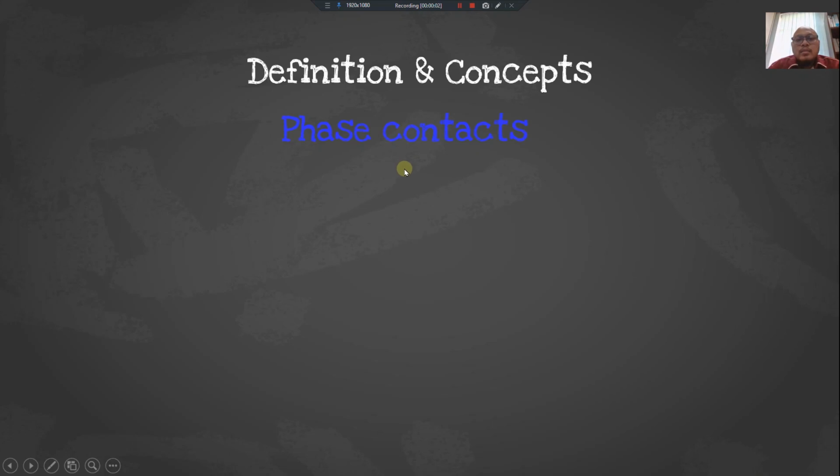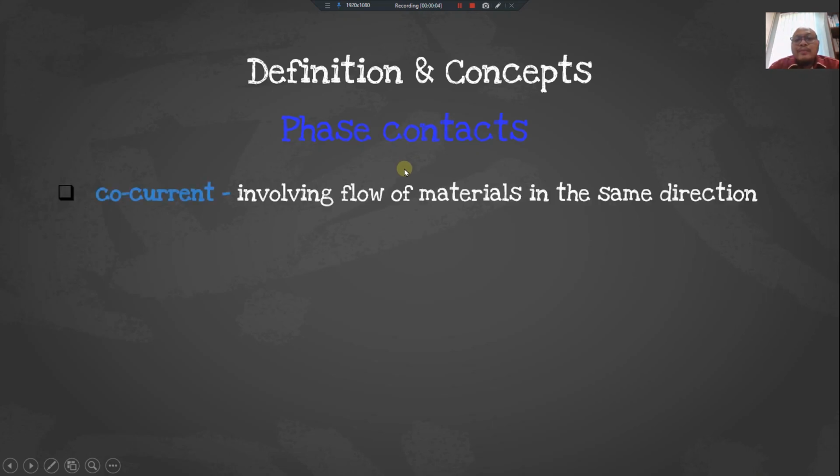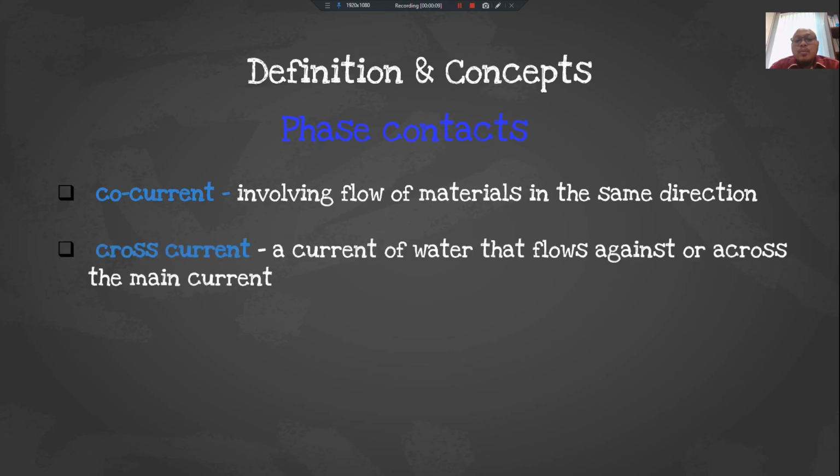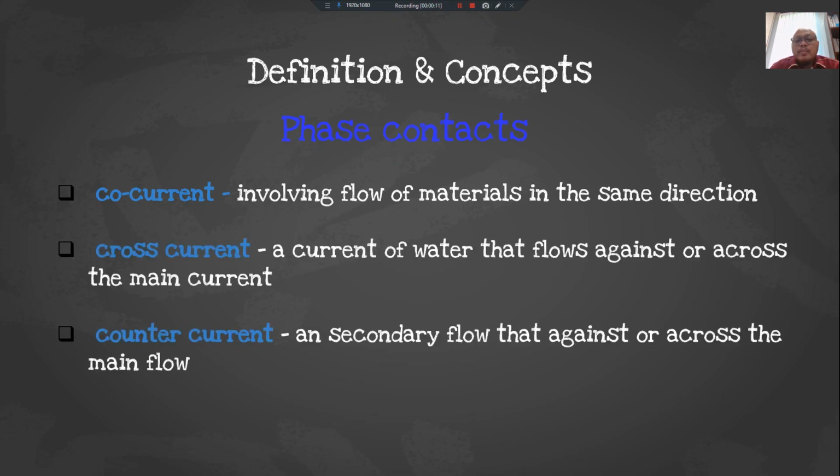Okay, I would like to repeat the definition and concept for phase contact. For the phase contact, maybe I explained wrongly to you because we urgently needed to end the class. So for the co-current, it involves the flow of material in the same direction.